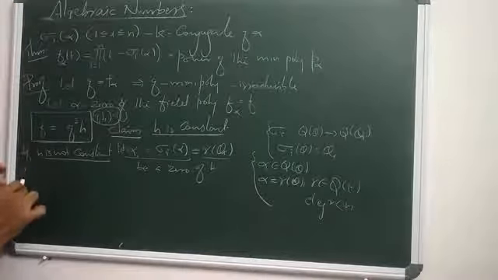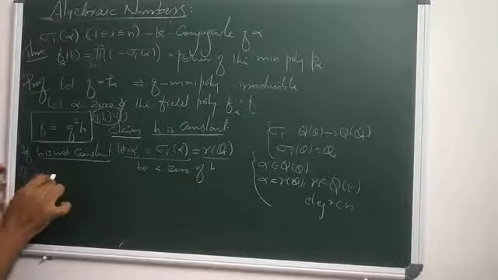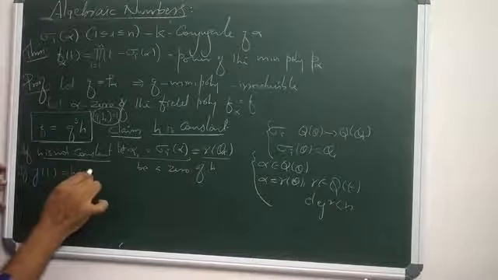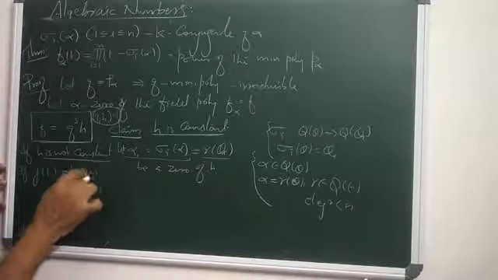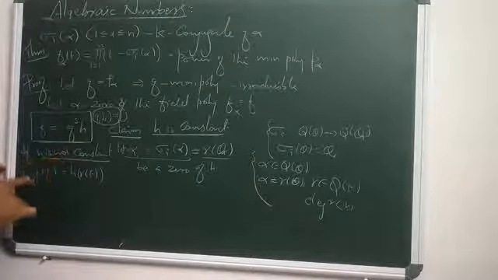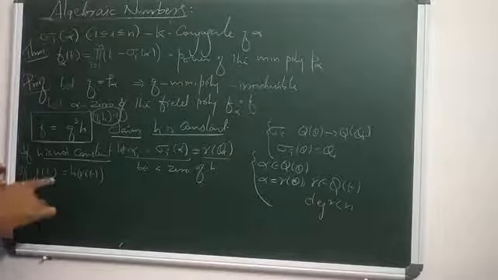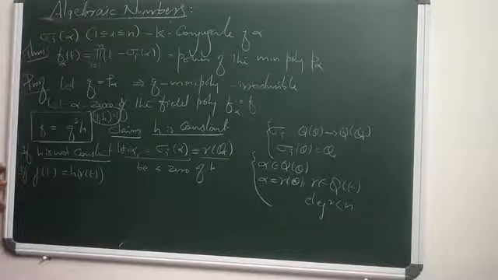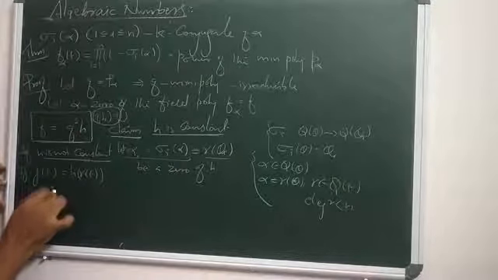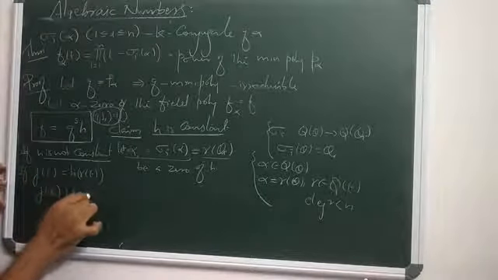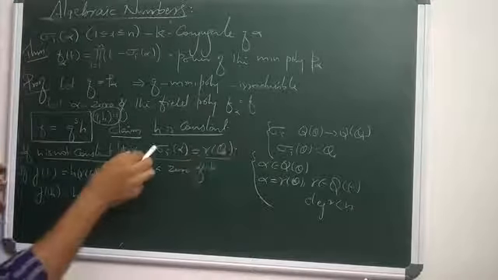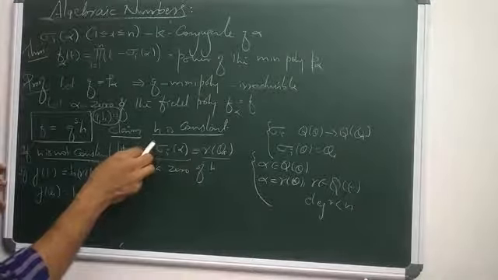Define a polynomial g of t. G of t equals h of r of t. Why? Because h is a non-constant polynomial. That's our choice or assumption. If g of t equals h of r of t, then what about g of theta I? G of theta I equals h of r theta I. What is r theta I? That is alpha I.